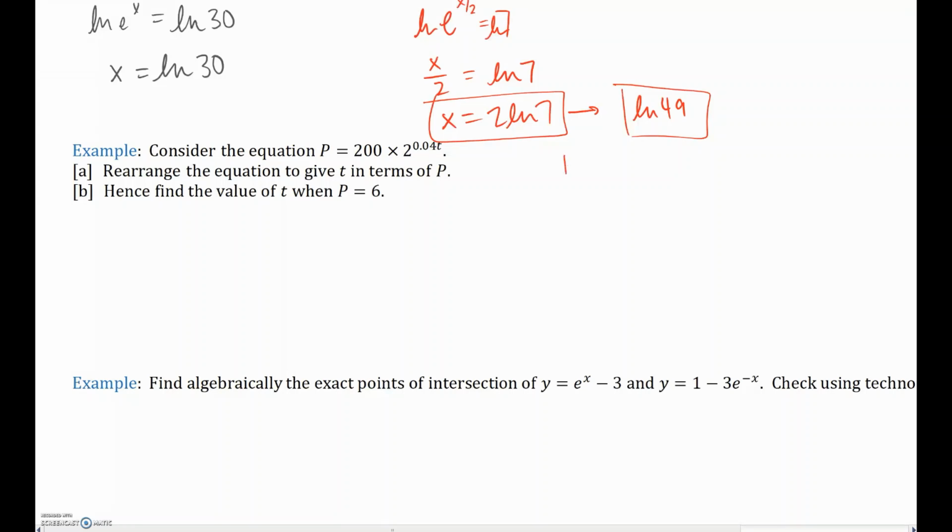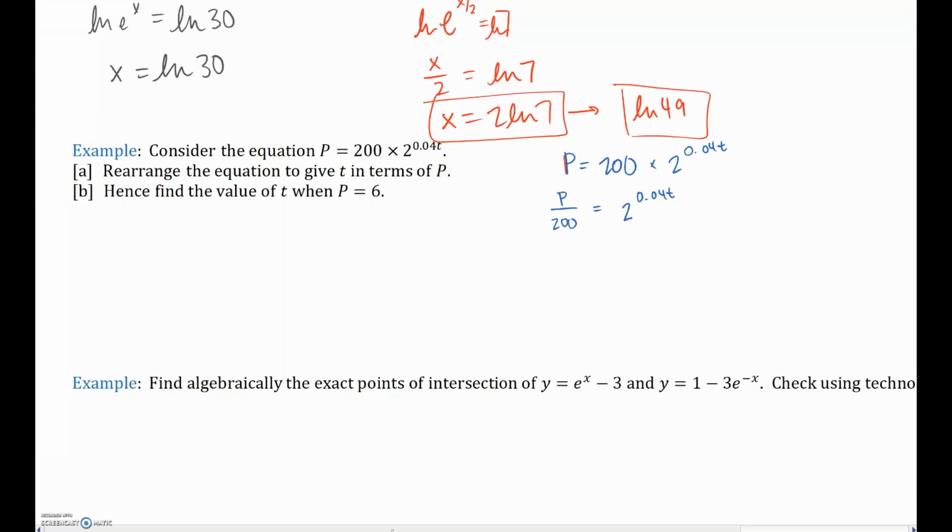All right, oops, I don't want to use that color no more. So I'm going to go P is equal to 200 times 2 to the 0.04t. All right, first thing I want to do, I want to get t alone, so I'm going to have to work with that, but I need this 200 out of here, which is a quick and simple division problem, right? So now I have P over 200 equals 2 to the 0.04t. All right, now the scariness. We need to get rid of that.